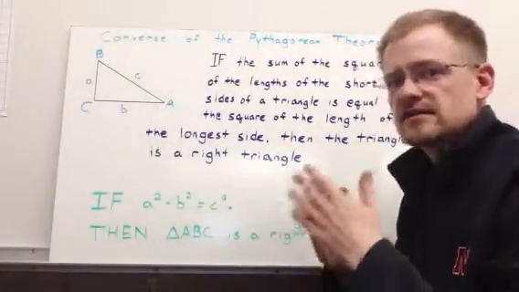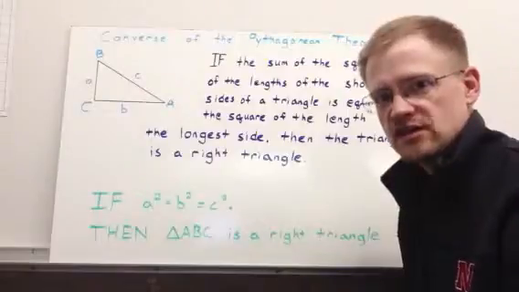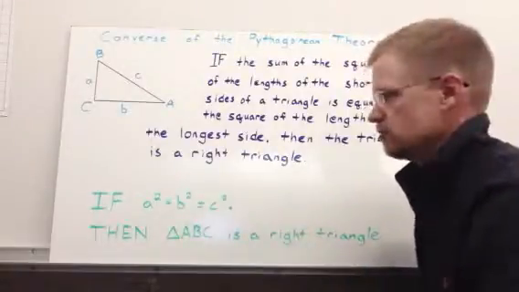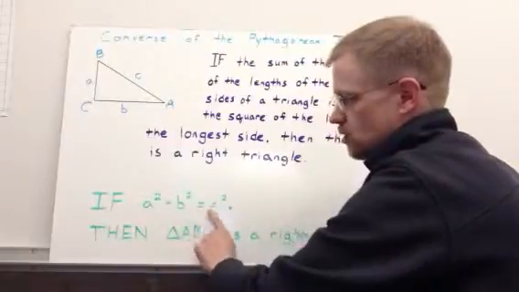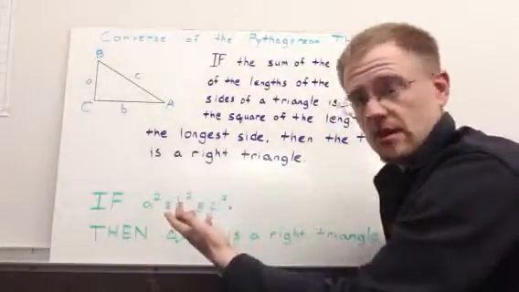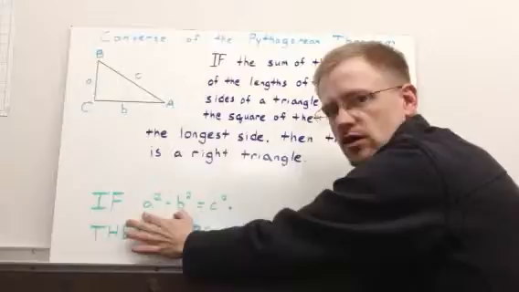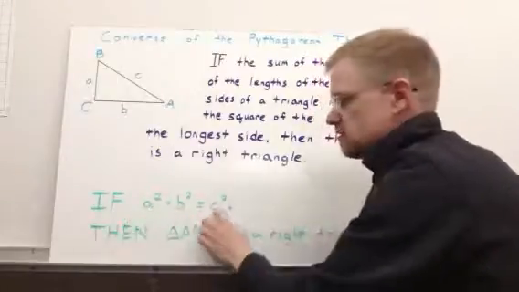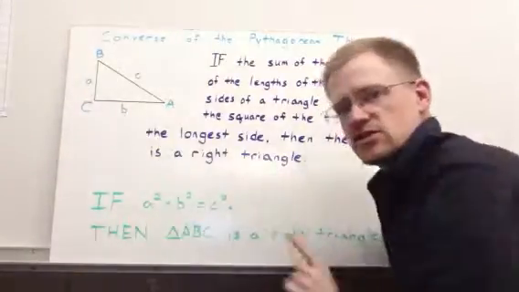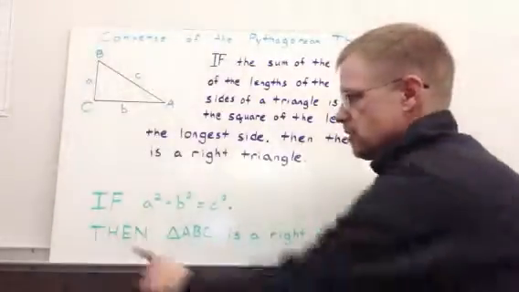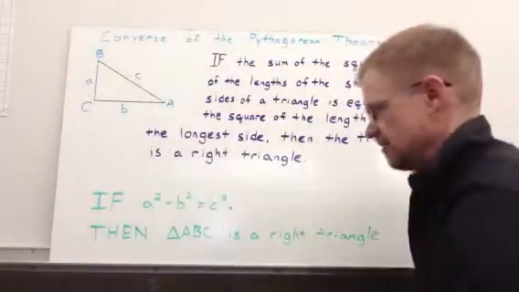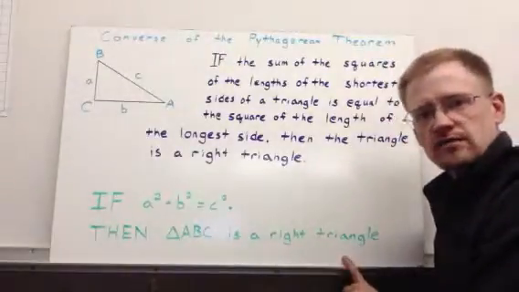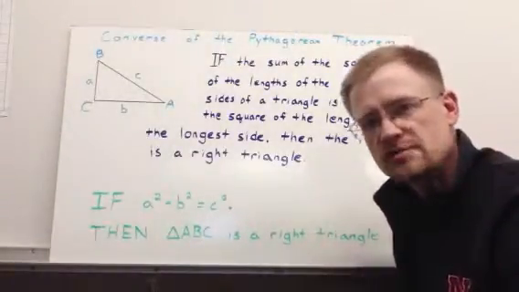Okay? That's a very long, very wordy definition. Let's break it down into some algebra. Simply we're saying this: if a squared plus b squared equals c squared, the Pythagorean theorem, a and b are the smallest two side lengths, this is the biggest. If that is true, we plug in the numbers and that's true, then triangle ABC, or whatever triangle we name it, is a right triangle.